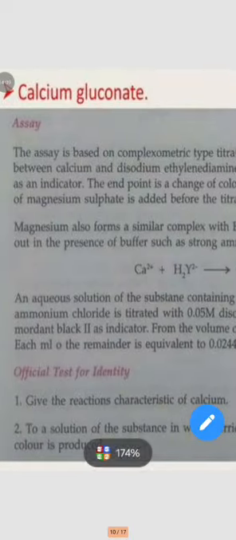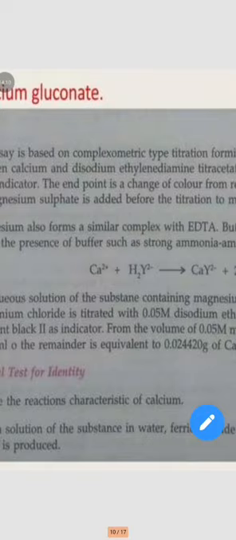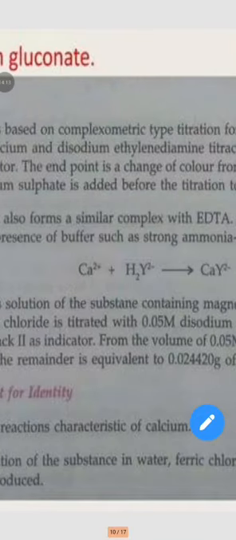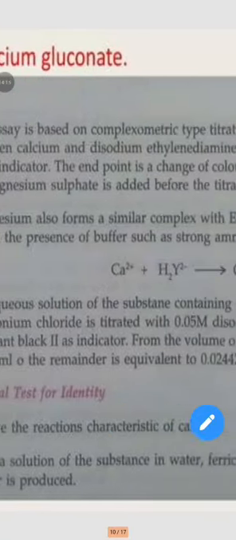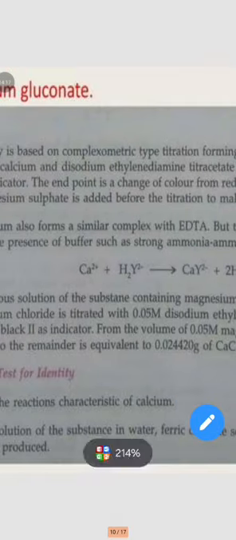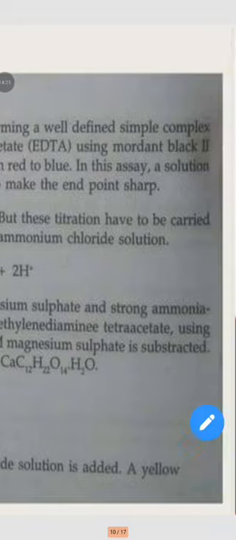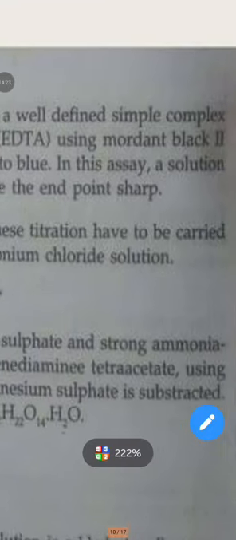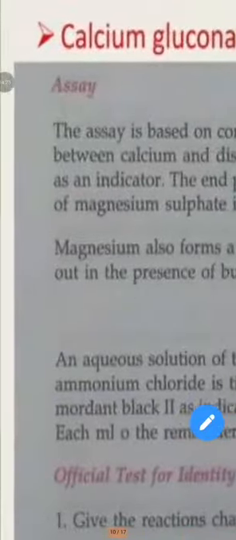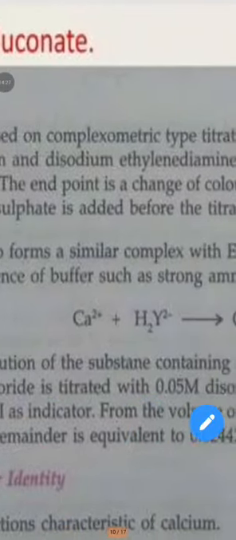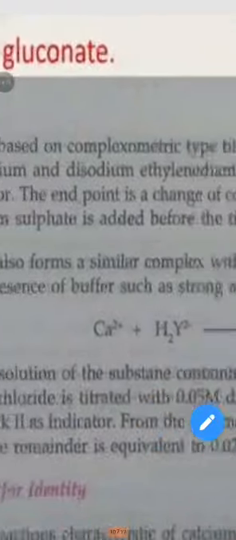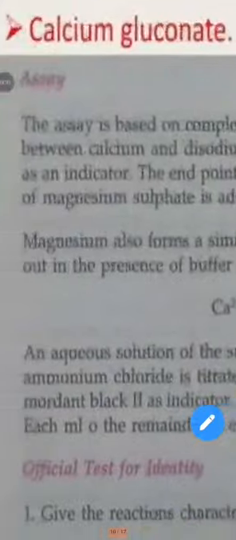Then assay of calcium gluconate. The assay is based on complexometric type titration, forming a well-defined complex between calcium and disodium ethylene diamine tetraacetate.